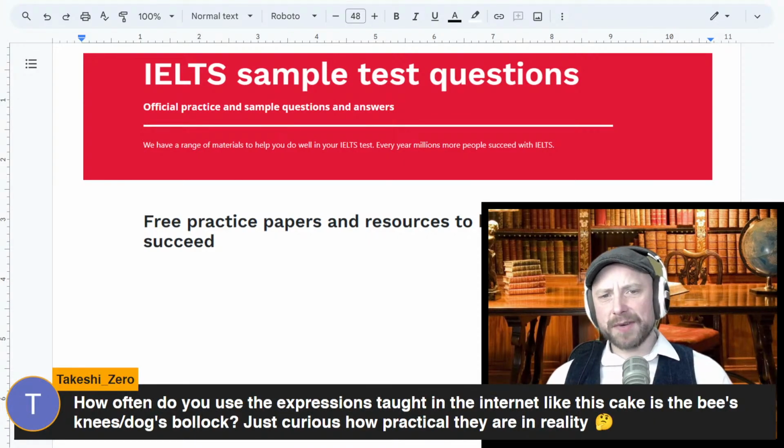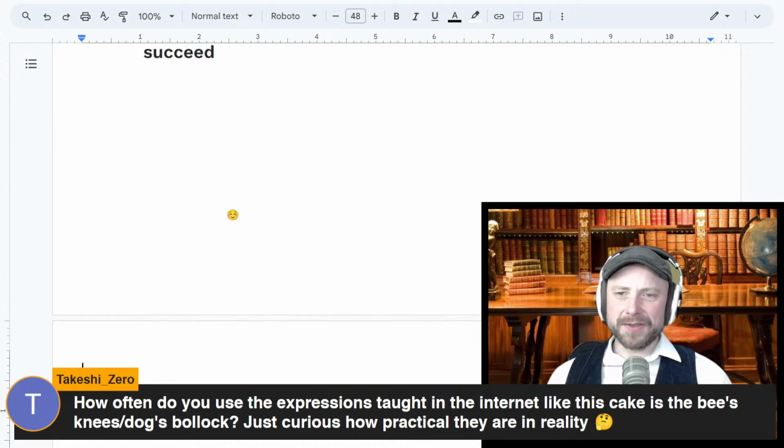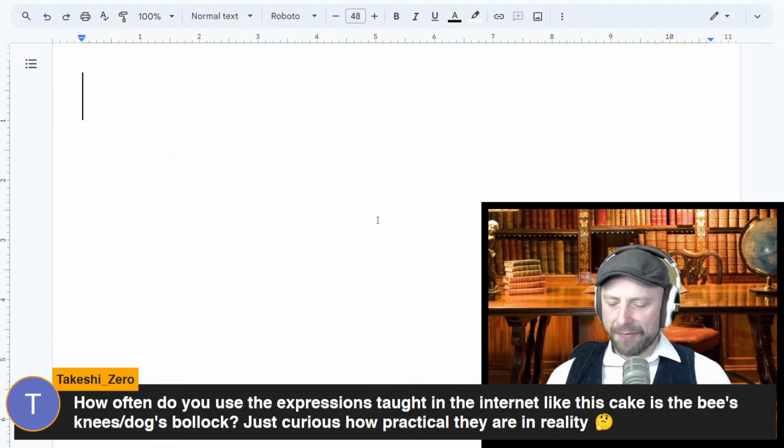How often do you use the expressions taught on the internet? Like, this cake is the bee's knees or dog's bollocks. Just curious how practical they are. The problem with those, Takeshi, is they become dated. They go in and out of fashion.